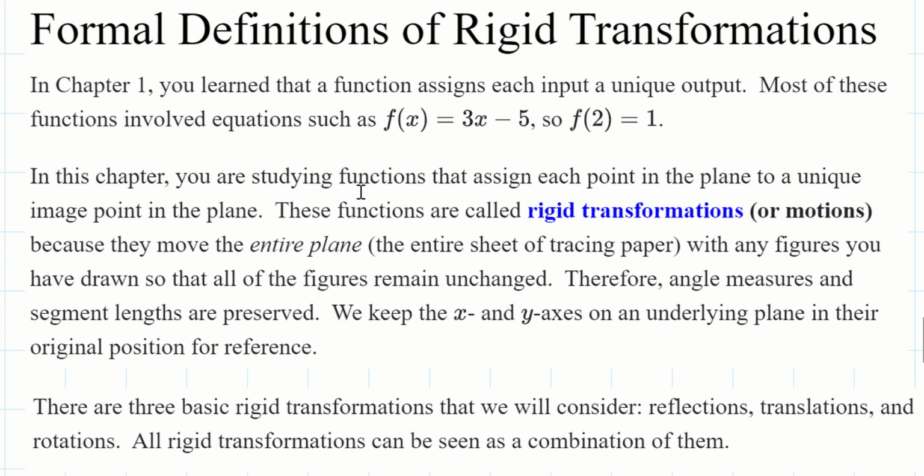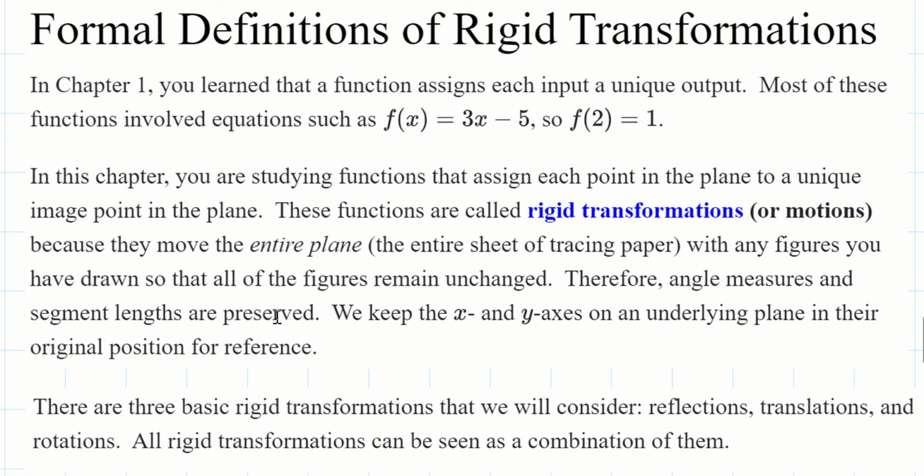In this chapter, you're studying functions that assign each point in the plane to a unique image point in the plane. These functions are called rigid transformations or motions. This is beautiful. This is amazing. This is great. So, because they move the entire plane, the entire sheet of tracing paper with any figure you have drawn so that all the figures remain unchanged, angle measures and segment lengths are preserved.